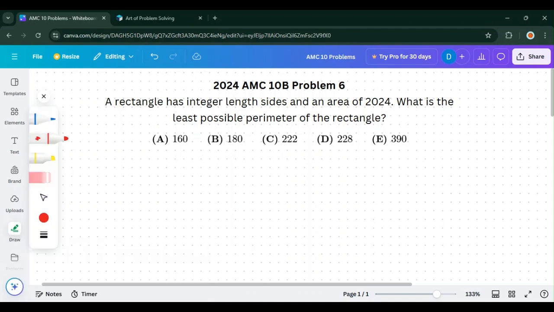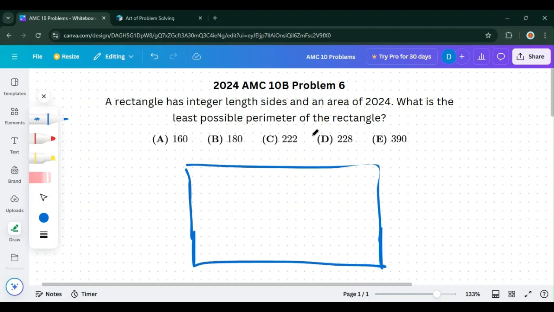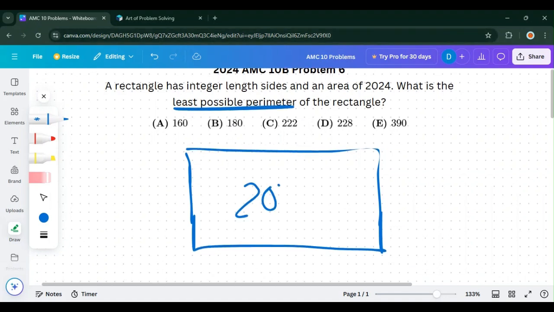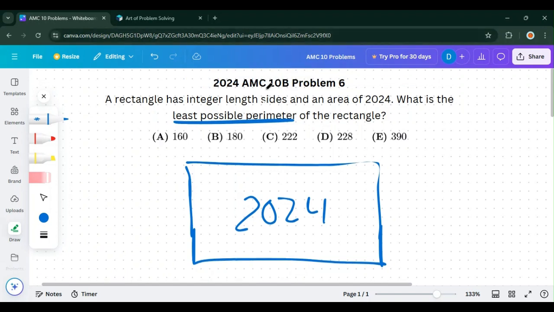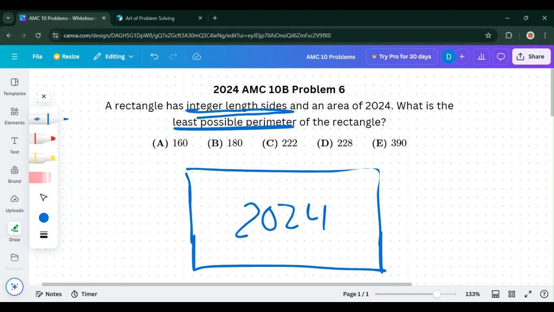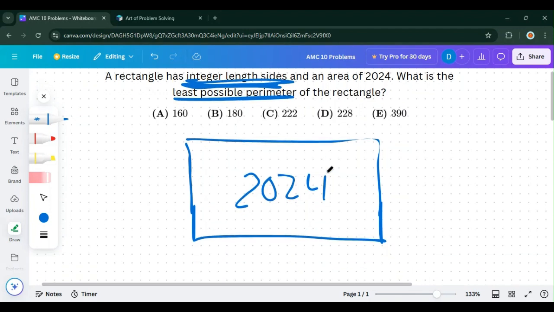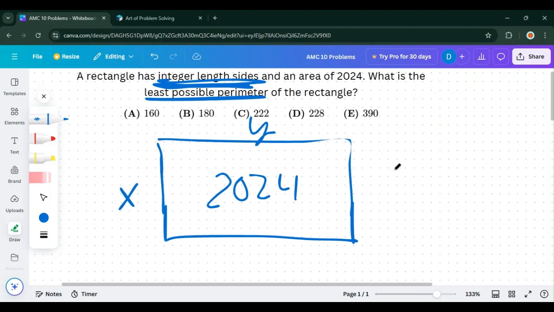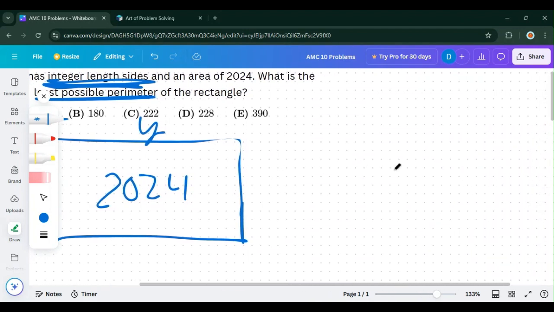As you see here, we have a pretty simple problem. We have a rectangle, and it's asking what the least possible perimeter is. Again, the area is 2024, and it has integer side lengths. We have to highlight that as well, because that's important. Since it has integer side lengths, we know that we have x and y as the side lengths. x and y both have to be integers. And this makes our lives much simpler.